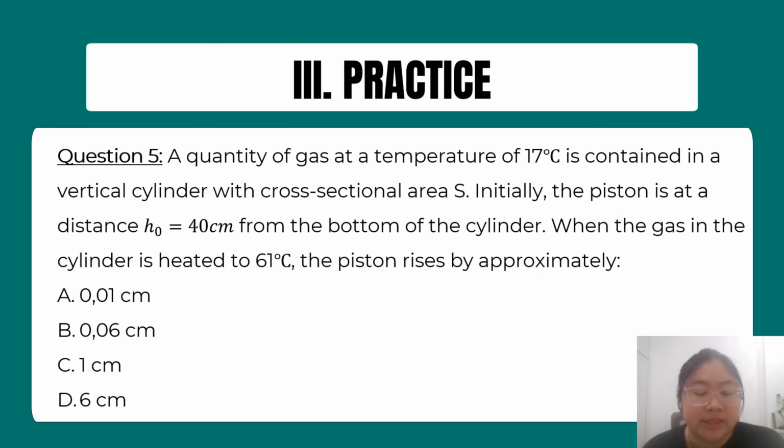And the last question is, a quantity of gas at a temperature of 17 Celsius degrees is contained in a vertical cylinder with cross-sectional area S. Initially, the piston is at a distance h0 equal to 40 cm from the bottom of the cylinder. When the gas in the cylinder is heated to 61 Celsius degrees, the piston rises by approximately... It's a little bit harder. In this question, we will choose the answer D.